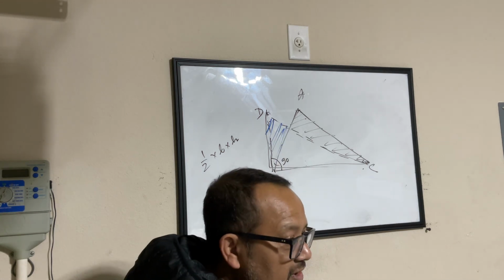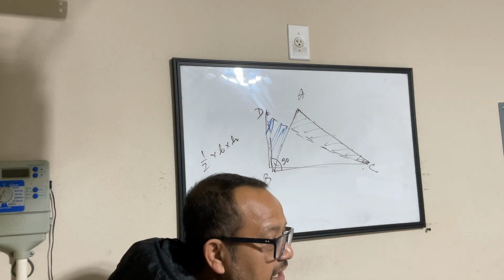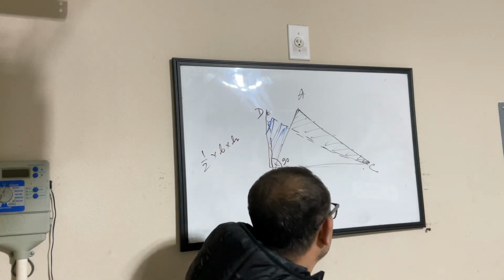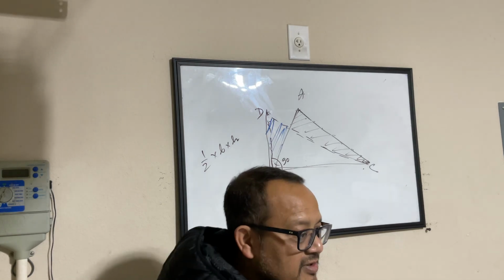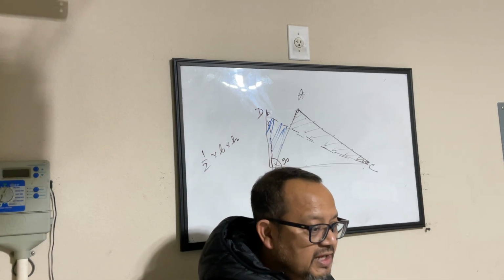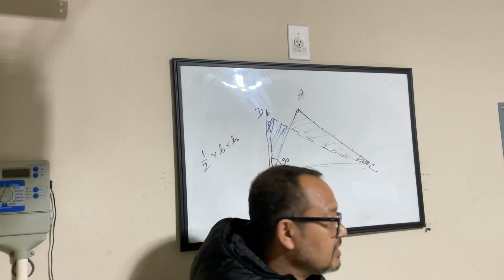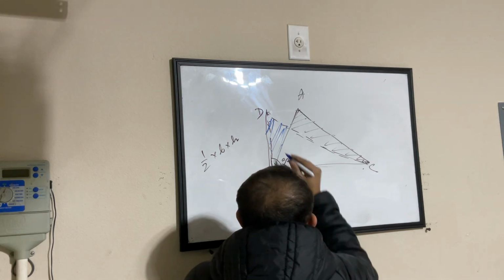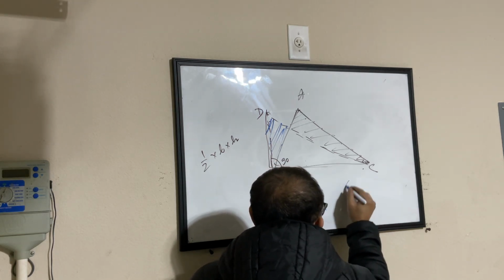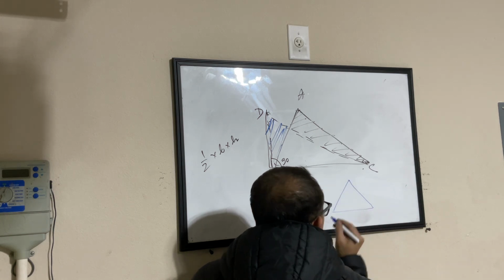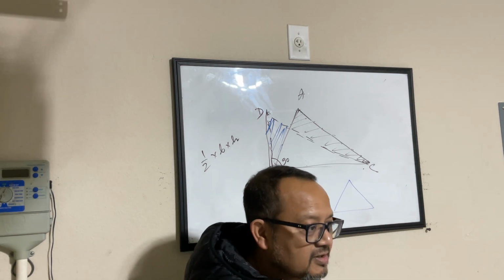The black and blue part. If by hook or by crook I can prove that this area and this area are the same, then you would be able to believe that this right angle triangle's area is equal to this triangle's area.